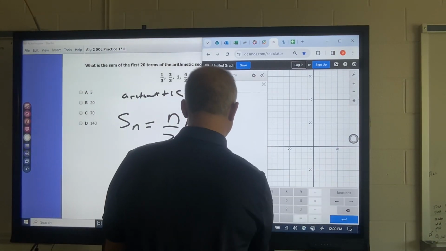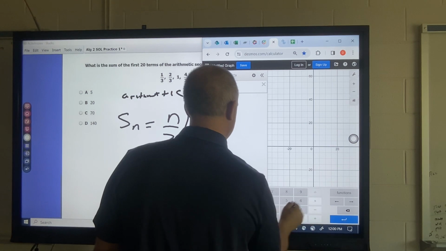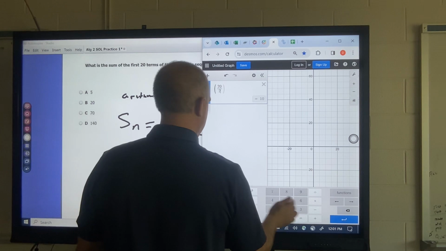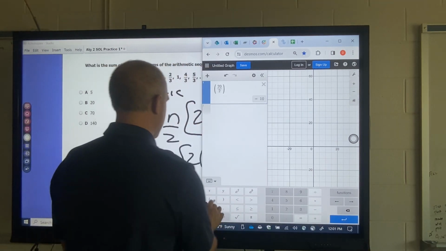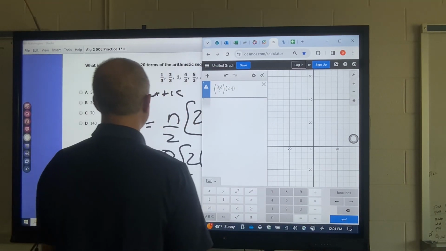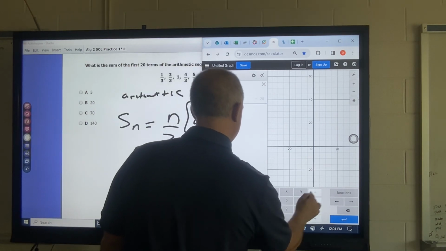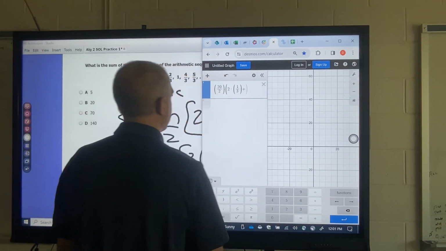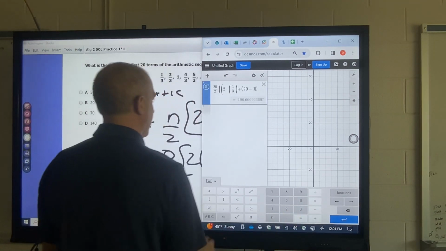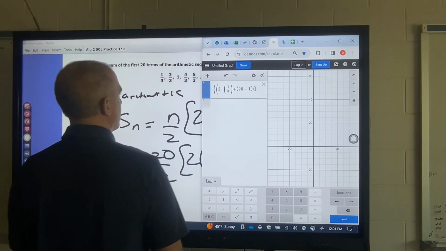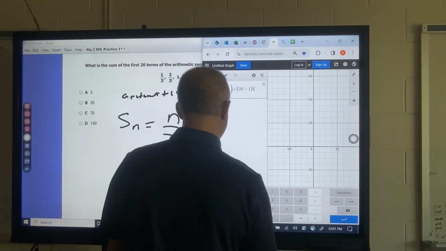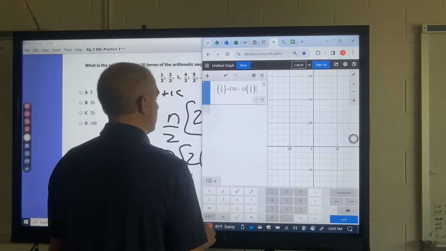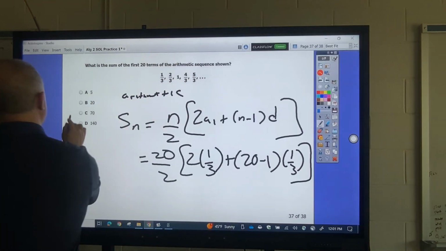So I got 20 over 2 times, whoops, sorry, 20 over 2, okay, over here, close the parenthesis, 2 times, okay, first term was 1/3, so 1 divided by 3, okay, hit over, close parentheses, plus, parentheses, 20 minus 1, okay, close it, and then the rate was also 1/3, so 1 divided by 3, click over, close it again, so it gives me 70.